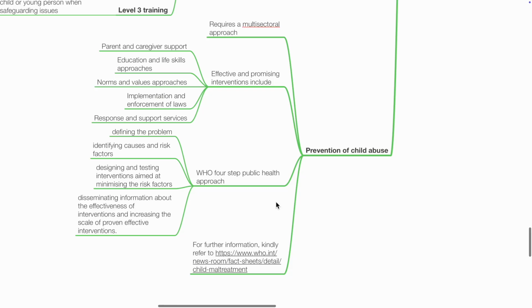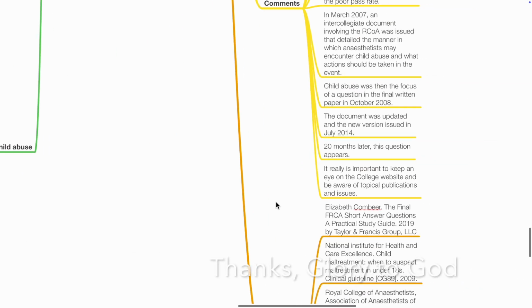WHO 4-step public health approach includes defining the problem, identifying causes and risk factors, designing and testing interventions aimed at minimizing the risk factors, and disseminating information about the effectiveness of interventions and increasing the scale of proven effective interventions. These are my references.